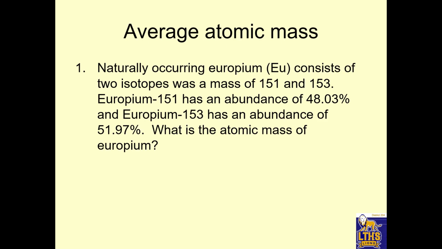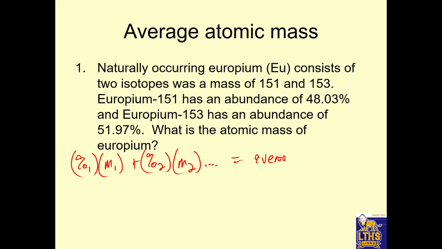Okay, so how do we find this average atomic mass? Naturally occurring europium consists of 2 isotopes with a mass of 151 and 153. Europium-151 has an abundance of 48.03, and europium-153 has an abundance of 51.97. What is the atomic mass of europium? What you do here is called a weighted average. All you do is percentage 1 times mass 1, plus percentage 2 times mass 2, and then there could be more of them, equals average. Now, I went to a hillbilly school in Indiana, and they told me you never do math with the percentage sign. So you have to move that decimal 2 places over.